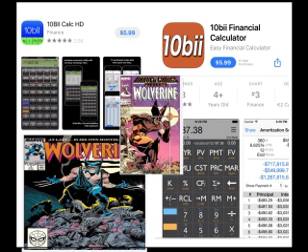YTM calculation setup on the HP10B2 Plus calculator. Inputs needed: future value, FV, the par value of the bond. Present value, PV, the current price of the bond, entered as a negative value. Number of periods, N, calculated as twice the years to maturity, for semi-annual payments.